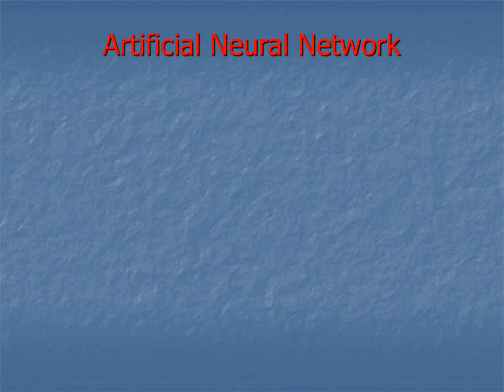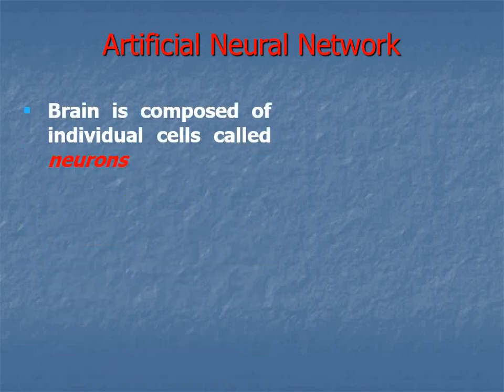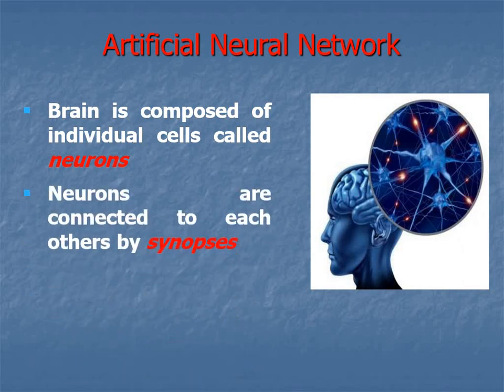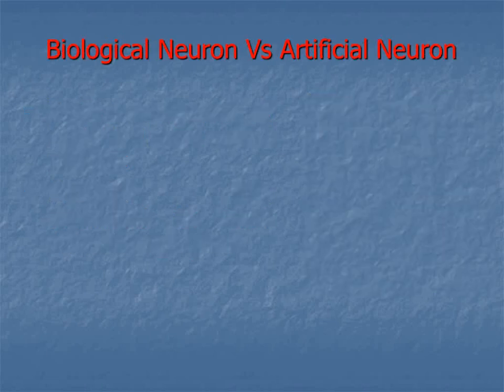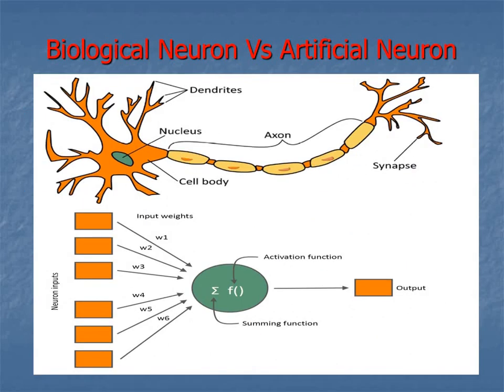Let us discuss the topic artificial neural network. The brain is composed of individual cells called neurons. Neurons are connected to each other by synapses. The fundamental element of the neural network is called a neuron. A neuron mainly consists of three parts: dendrites, soma, and axon.